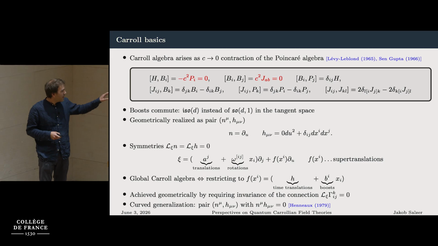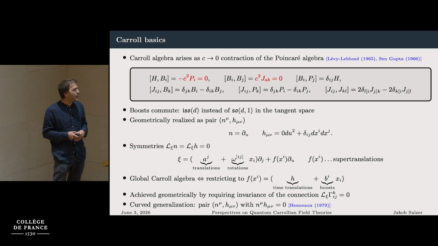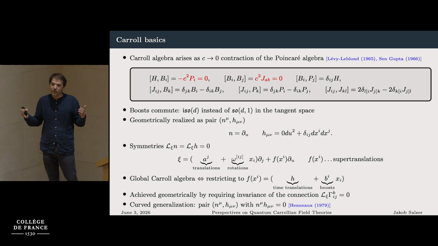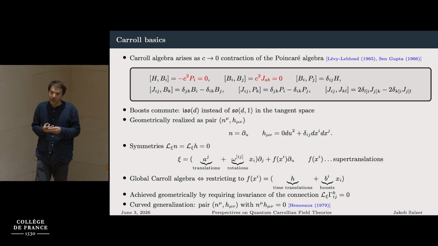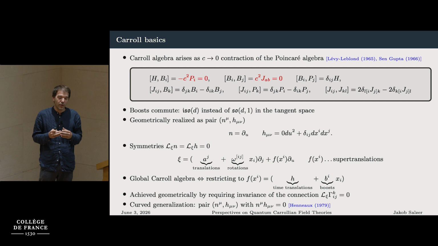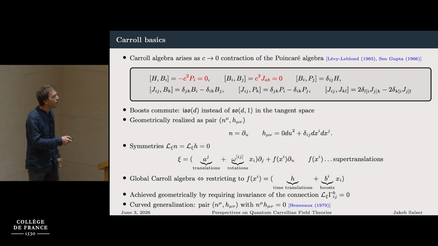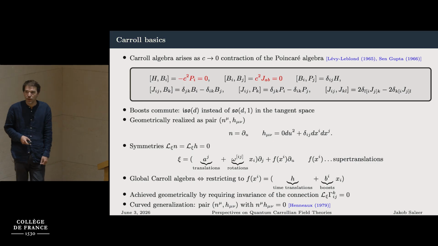And then, as we just saw in the last 10 minutes, this is the flat version of the Carroll algebra, but in the same way as you can make space-time curved if you have a Lorentzian geometry by just allowing for a general Lorentzian metric, you can consider curved generalizations of Carroll space-time by just providing this pair of structures. So again, a vector field and the metric where the vector field lies in the kernel of the metric.